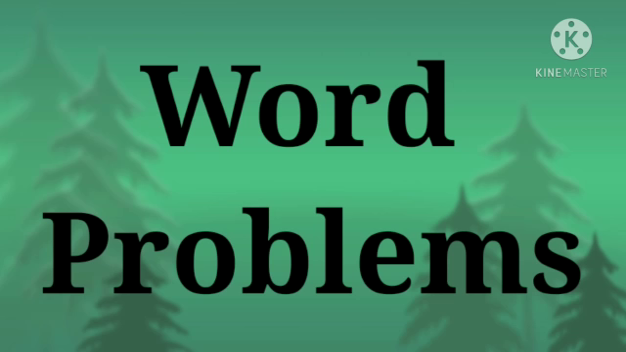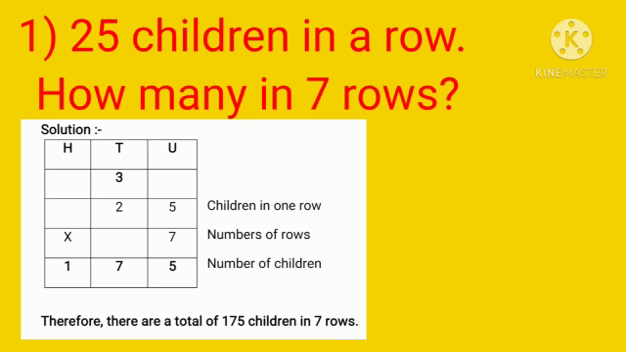Let's see word problems. So, our first example: 25 children in a row, how many in 7 rows? So, we are going to solve this sum by vertical arrangement. Draw the columns, write the numbers properly in proper places. Now, what is 25? Children in one row. 7 is the number of rows.